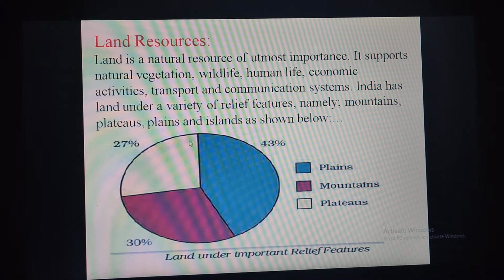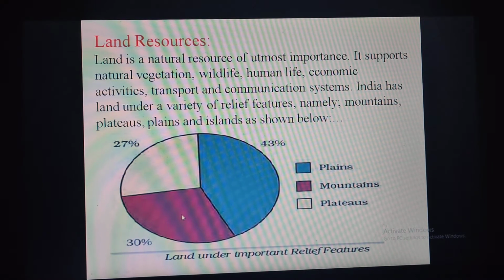Here we can see there is a diagram given. There is a pie chart. Here you can see India has land of relief features, namely mountains, plateaus, plains and islands, shown as below. In this pie chart, in the blue color, out of the 100% land resources, 43% of the land resources is plain.